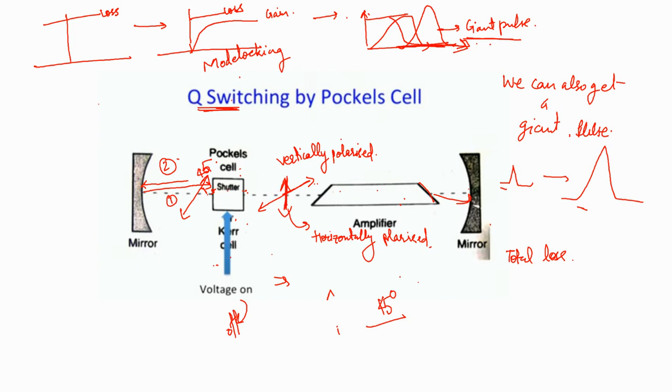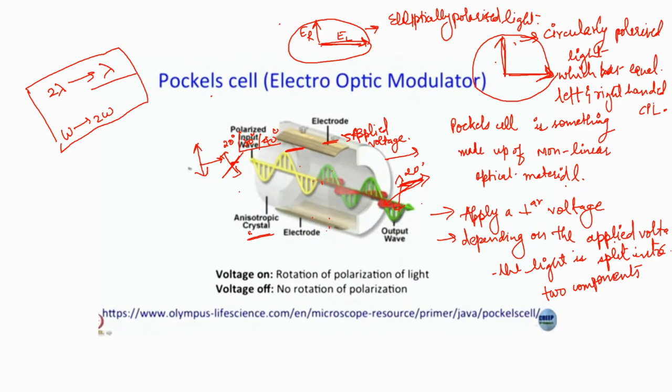When this happens and the gain is at a maximum peak, we turn the voltage on. As soon as it is on, the Pockels cell polarizes the light and causes a 90-degree rotation in the polarized light, which can then not pass through the amplifier. When it cannot pass through the amplifier, it is directly reflected back. Because of this reflection, we get an output beam which is a giant pulse. Giant pulse refers to something which is of higher intensity. Okay, so this is the principle of Q switching.